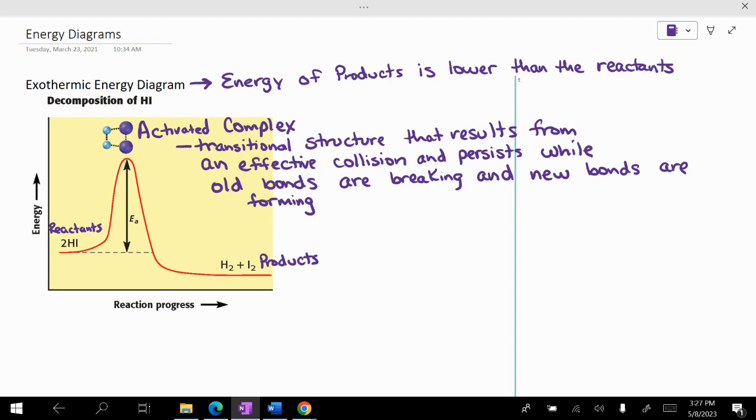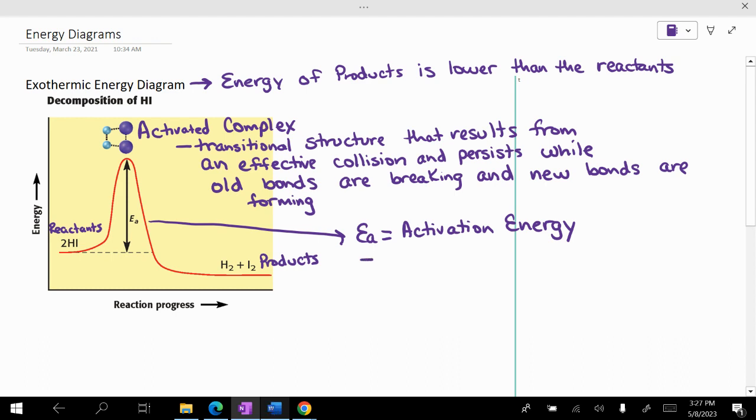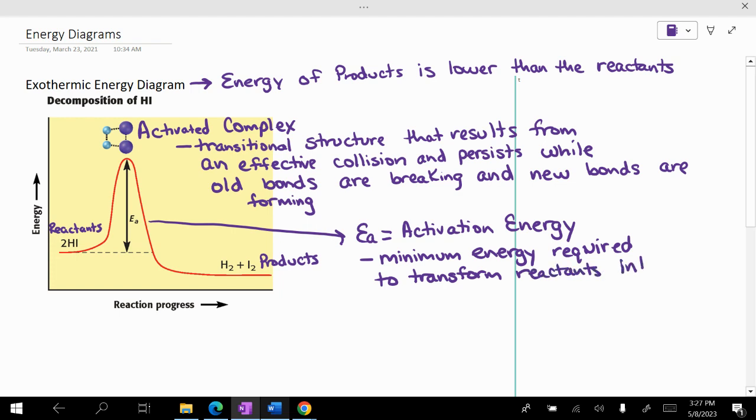This E sub A in the middle is activation energy. And activation energy is defined as the minimum energy required to transform reactants into the activated complex.